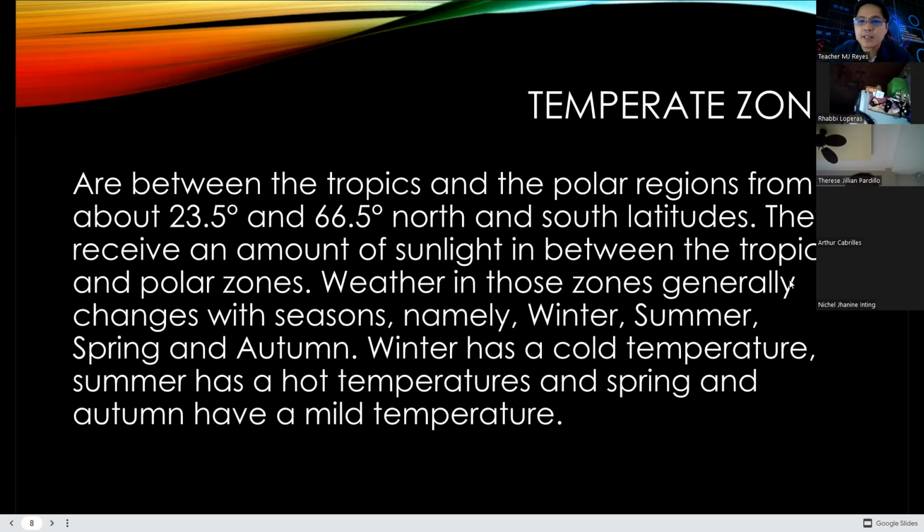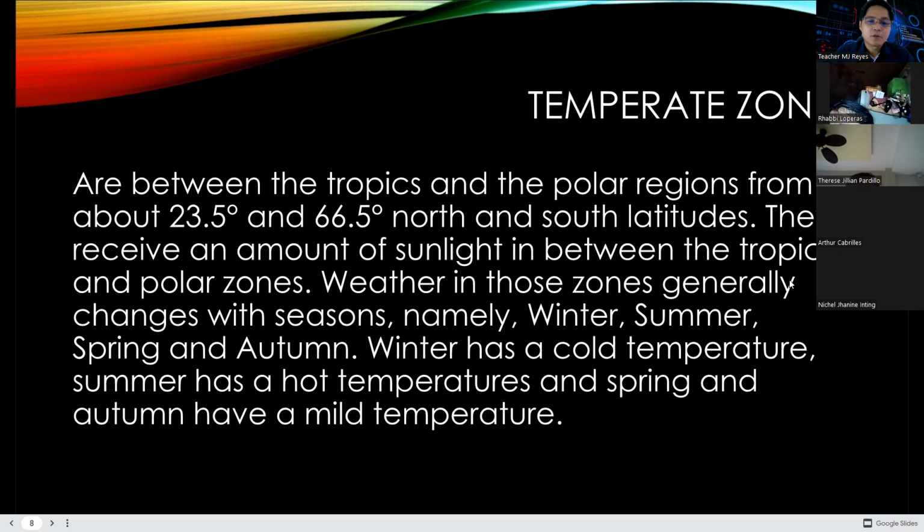Simply because they receive an amount of sunlight between the tropical zones and the polar zones. They're in between. Winter has a cold temperature. Summer has a hot temperature. And spring and autumn have a mild temperature.